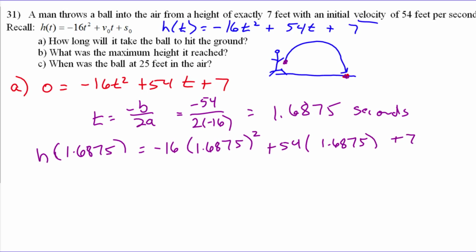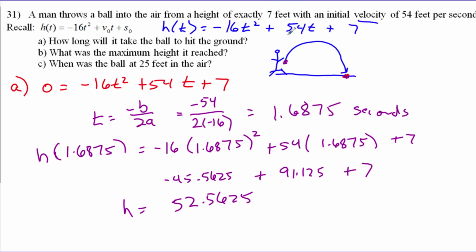Okay, so let's type this in. If I do 1.6875 squared, we have to do order of operations, which says square first, and then I multiply by negative 16, and I get negative 45.5625. Then the second part of my problem says 54 times 1.6875. I'm just simplifying in parts here. This says 91.125. So I'm going to put this together: 91.125 plus negative 45.5625 plus 7. That looks like 52.5625. So I'm going to say the height at its maximum was 52.5625, and I need units. If you notice, they're talking about feet in my problem, so this is about 52 feet tall. So that was the maximum height.